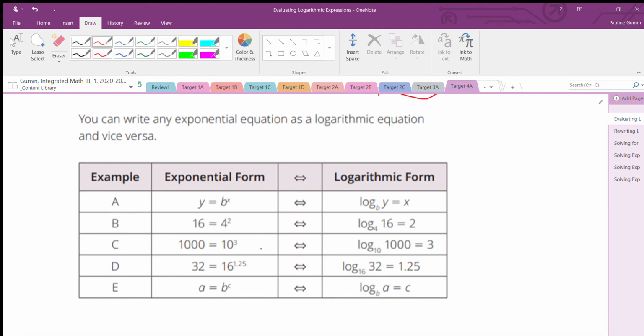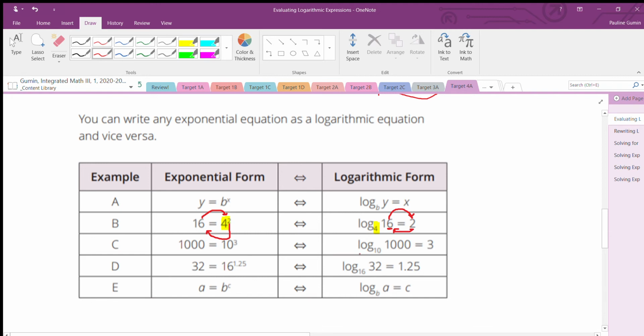Let's take a look at b, for example. So our base remains our base. What we were solving for in exponential form becomes a part of our logarithm. So here it is. Here's that 16. And the exponent of our exponential form becomes what we're solving for. So here's that 2. Clockwise.